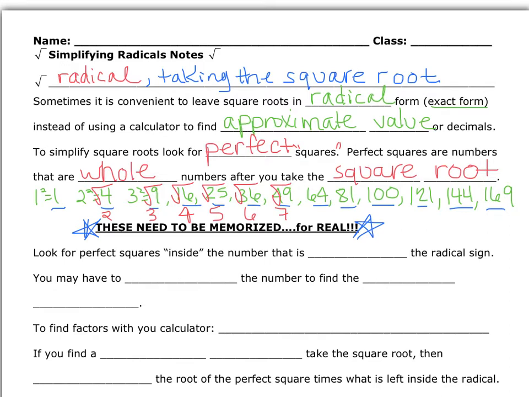To simplify these, we need to know our perfect squares. What we're going to do is look for the perfect square inside the number that is under the radical. You may have to factor the number to find the perfect square.